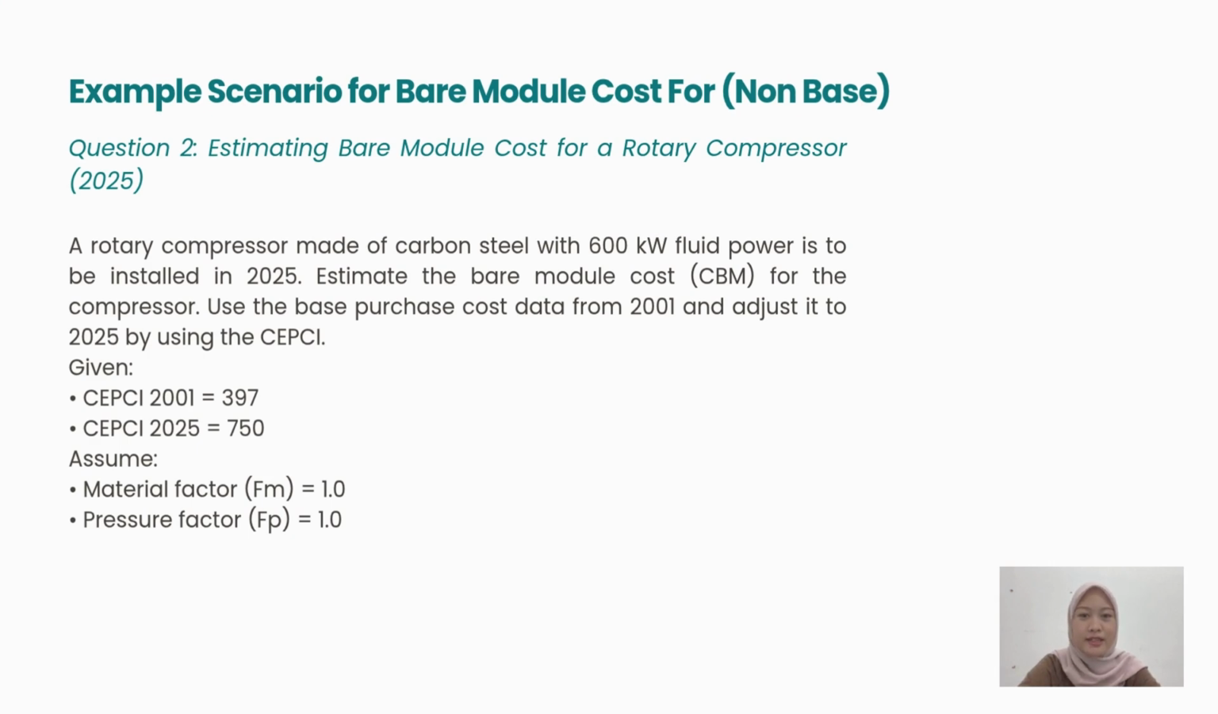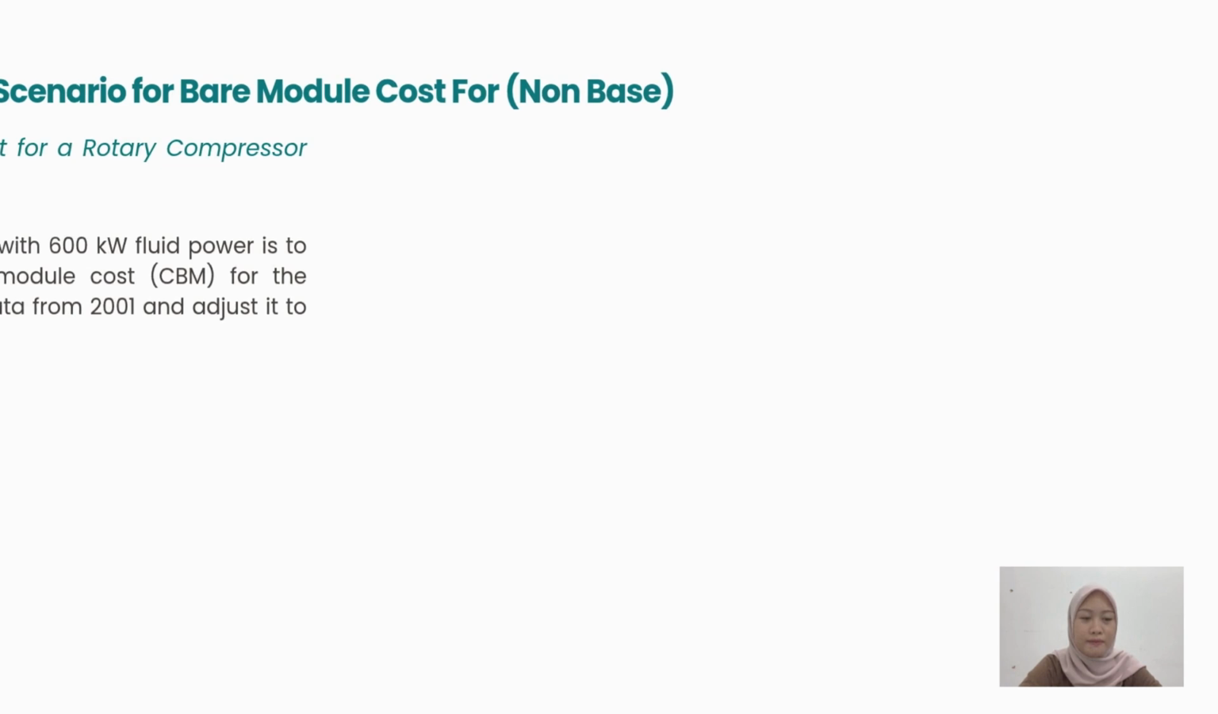Now, let's take a look at another example of question that require us to estimate the bare module cost of a compressor. So here is the scenario. A rotary compressor made of carbon steel with 600 kW fleet power is to be installed in 2025. Estimate the bare module cost for the compressor. Use the best purchase cost from 2001 and adjust it to 2025 by using SAPC. Given SAPC for 2001, 397 and SAPC for 2025, 750. Assume that the material factor and pressure factor is equal to 1.